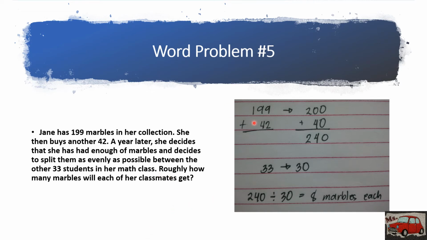Okay? So, the 199 will become 200, and the 42 will become 40. And then we'll add them, so we have now 240. Okay, so that is the estimated marbles that Jane has. Now, this 240 na marbles niya, gusto niya daw hatiin dun sa 33 students. Okay, so yung 33, i-round off natin, so it will become 30. So, 240 now, divided by 30, that is 8. So, in short, each student gets 8 marbles.